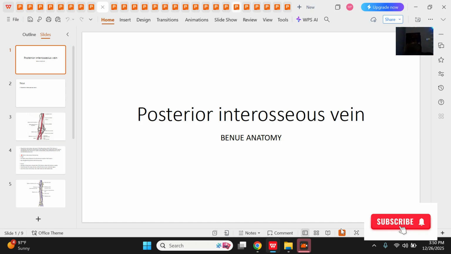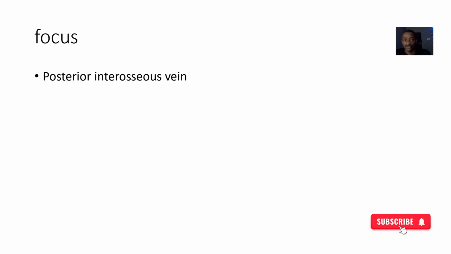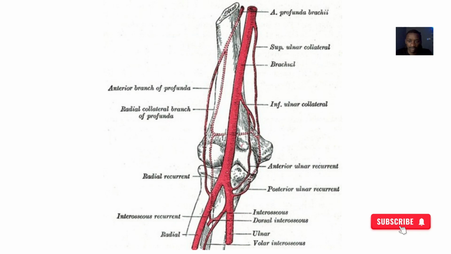Now we're moving to the next vein, which we are discussing its anatomy, and this is what is known as the posterior interosseous vein. Posterior interosseous vein. Okay, so for the posterior interosseous vein, let's look at this.